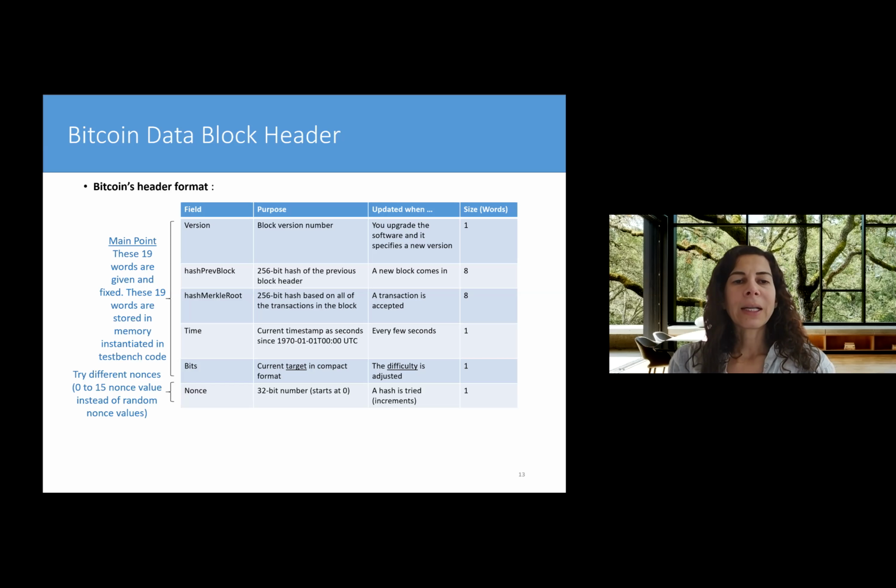Then there is the field for the 256-bit hash of the previous block header, and it's updated when we have a new block, and the size of this is 8 words. The hash Merkle root is the hash based on all the transactions in the block. And that one is also another 8 words.